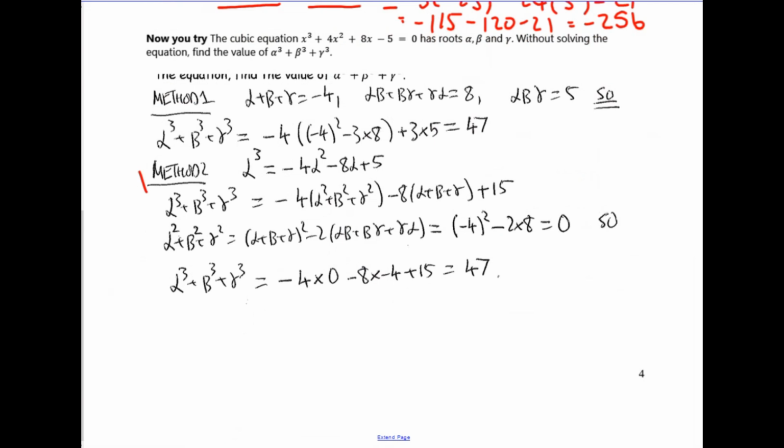I'm just going to look at method 2, I'm not interested in method 1. So I'm going to rearrange to make alpha cubed, beta cubed, gamma cubed the subject. So you get alpha cubed equals minus 4 alpha squared minus 8 alpha plus 5, sorry. So in all of these, adding them in and collecting the like terms gives you this expression here. You've had results for this and this, or you can work those out easily enough. And sticking those in, you should get 47. Very well done if you got that.